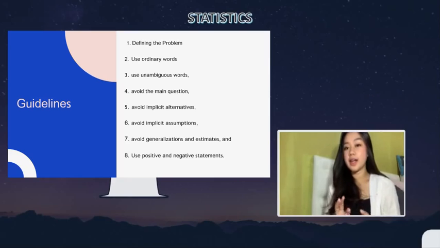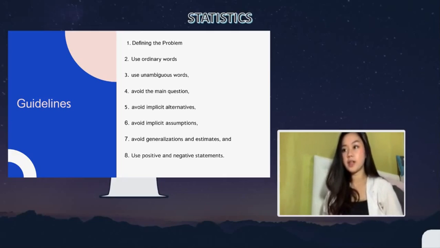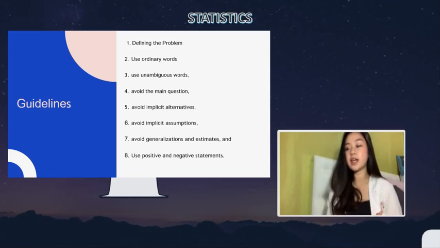There are 8 guidelines. First, define the problem. Second, use ordinary words. Third, use unambiguous words. Fourth, avoid leading questions. Fifth, avoid implicit alternatives. Sixth, avoid implicit assumptions. Seventh, avoid generalizations and estimates. And eighth, use positive and negative statements.